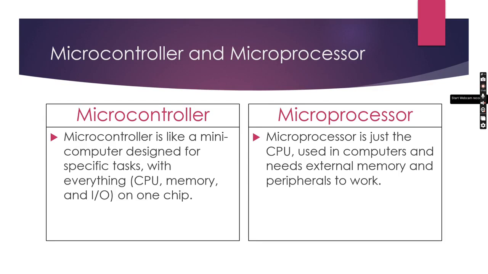This is the difference between a microcontroller and a microprocessor. A microcontroller is like a mini computer, but a microprocessor is just the CPU. In a microcontroller, the CPU, memory, and input-output all lie in a single chip, but in a microprocessor there is only the CPU. It needs external memory and peripherals to work.